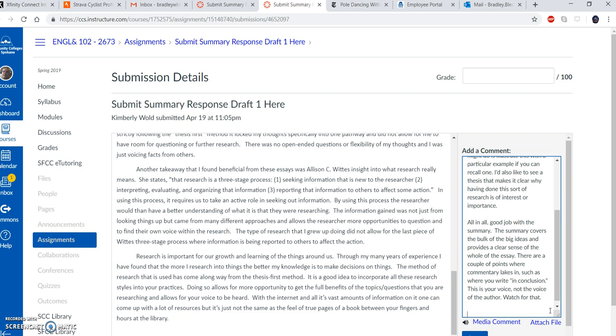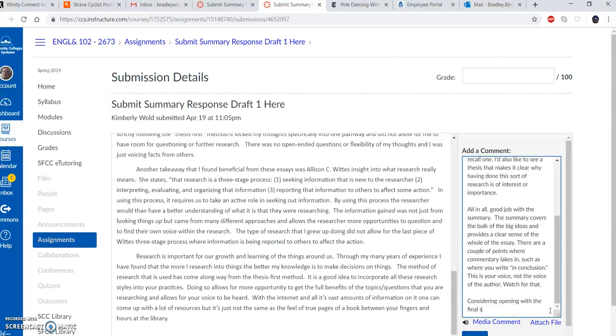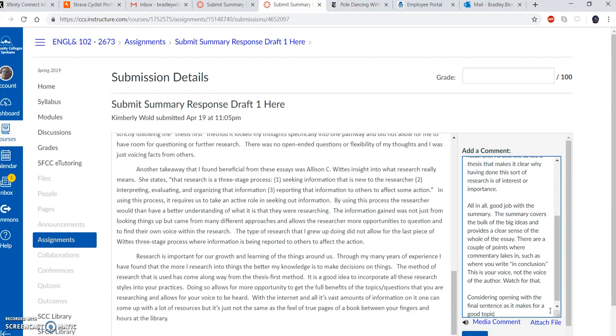Okay, so I'm still left kind of wondering, so why does that matter? And I want you to make that clear. Part of the way to do that is I would open this paragraph with the final statement. There's a lot of good stuff here, but I'm running short, so I'm going to go straight to a suggestion: consider opening with the final sentence, as it makes for a good topic statement.